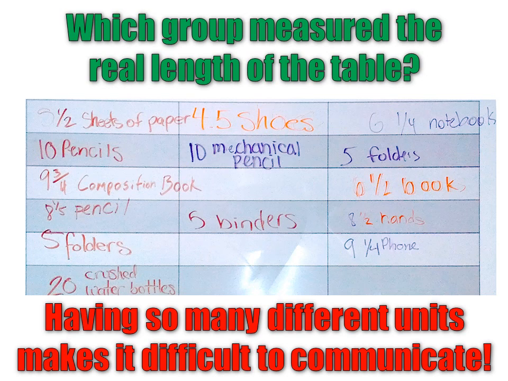It would be much easier if we said, okay, everyone, let's all use folders, and we'll all measure the length of our table using folders. And then it would be very obvious which groups measured the table correctly and which groups did not. They would just pop out at us. Because we'd see 5, 5, 5, 5, 5, 5, 5, 5, 5, and then we'd see a 6. Oh, what happened to that group that got a 6? Were they using the same folder? Did they make a mistake? So you can see that having many different units makes it very difficult to communicate.